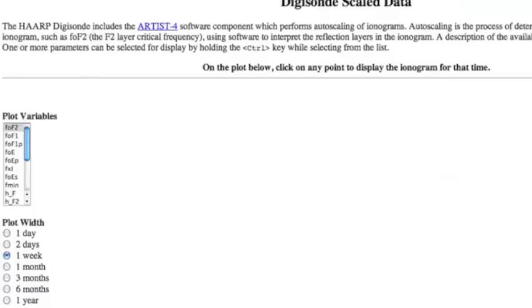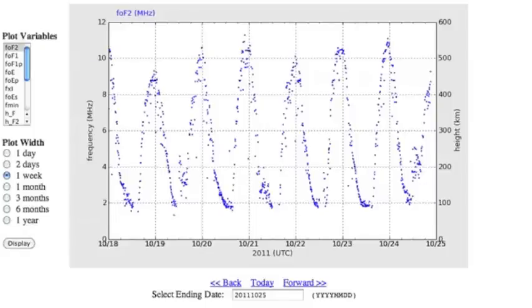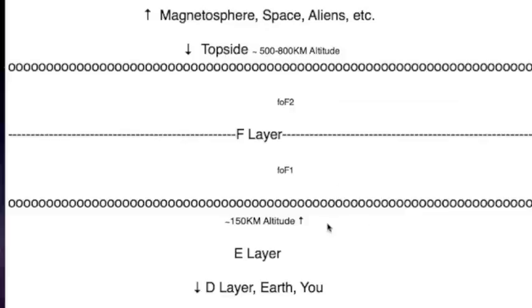Now we break them up, and the plot variables are all the different frequencies they measure. What we're going to be focusing on here are the top two, the foF2 and the foF1, which measure the two different layers, F2 and F1, of the F layer itself in our ionosphere, which is the critical layer for wave propagation and for bouncing frequencies back down to the Earth.